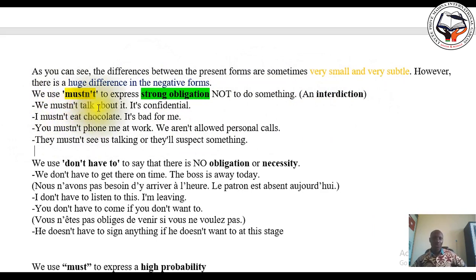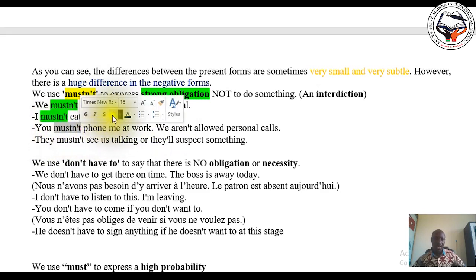We mustn't talk about it. It's confidential. I mustn't eat chocolate. It's bad for me. You mustn't follow me at work.